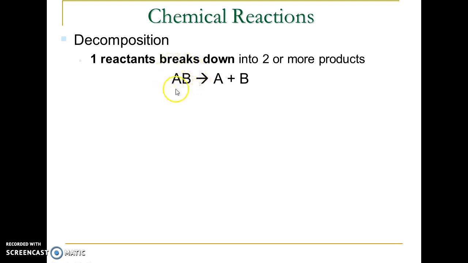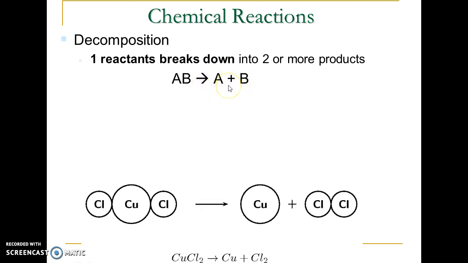Here we have 1 reactant. I know I have 1 reactant because there are no plus signs. My 1 reactant is going to decompose to yield 2 products. I know I have 2 products because I have 1 plus sign here. Here is an example of a decomposition reaction.